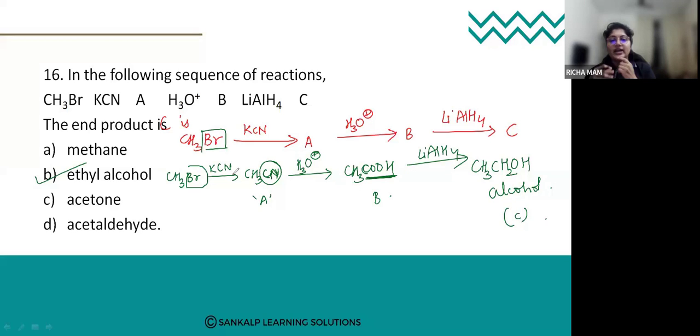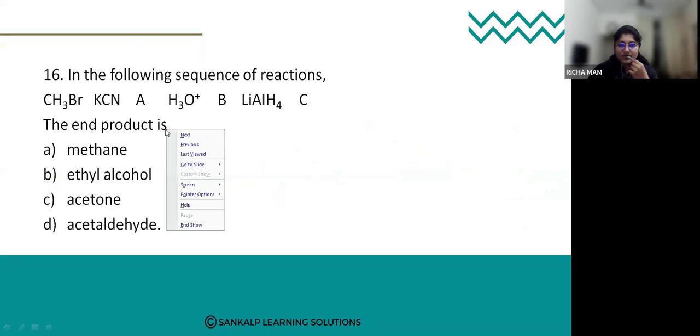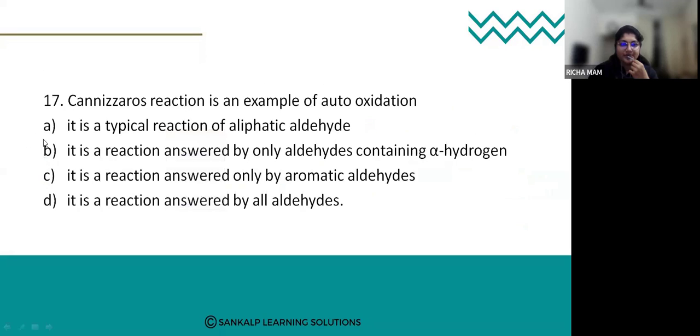This further reacting with lithium aluminum hydride, which is a strong reducing agent, it forms ethyl alcohol. Alcohol is formed, so it is undergoing reduction. There will be removal of oxygen and addition of hydrogen. So yes, option number B is the answer. Let us go for the next one.